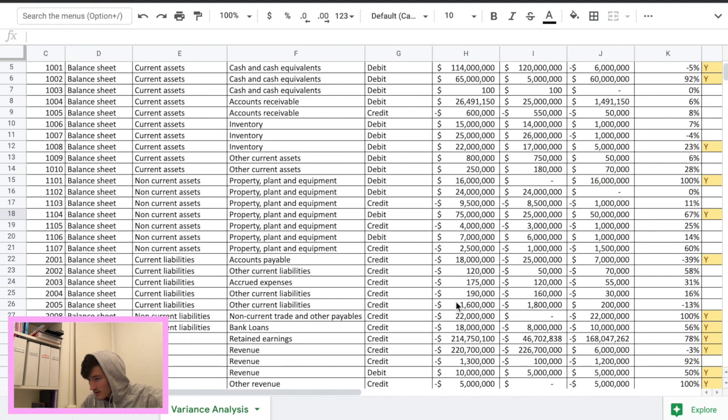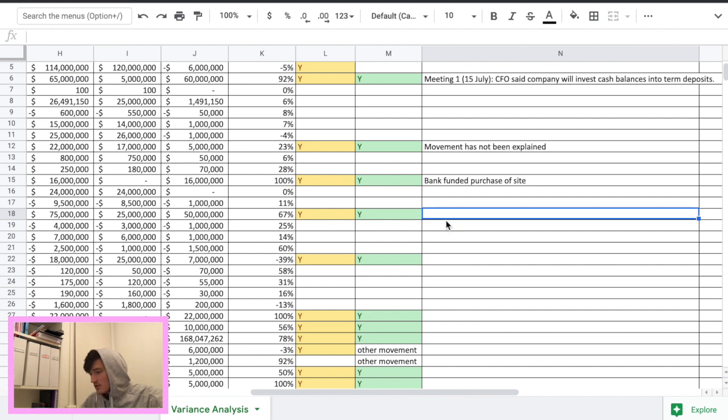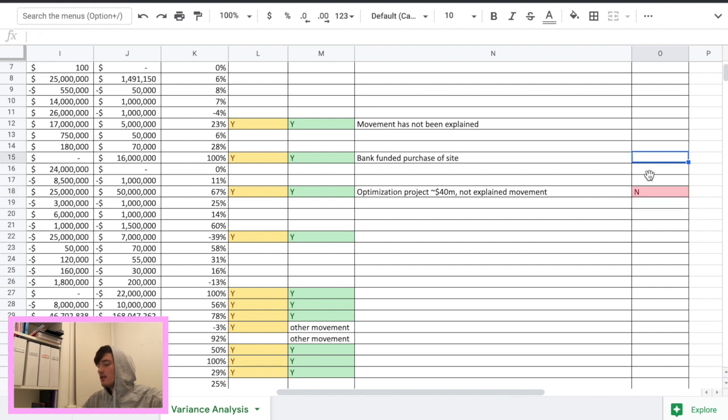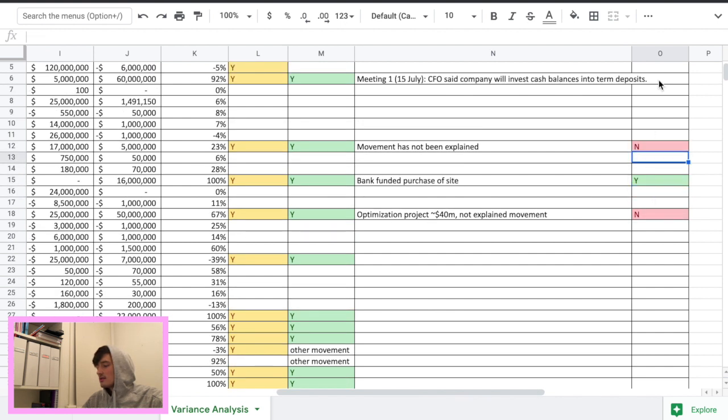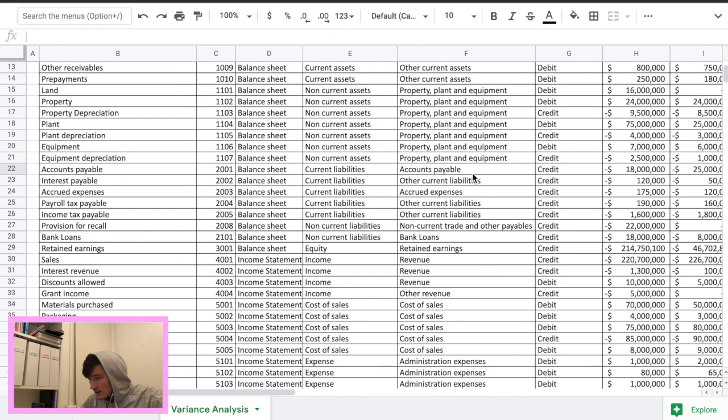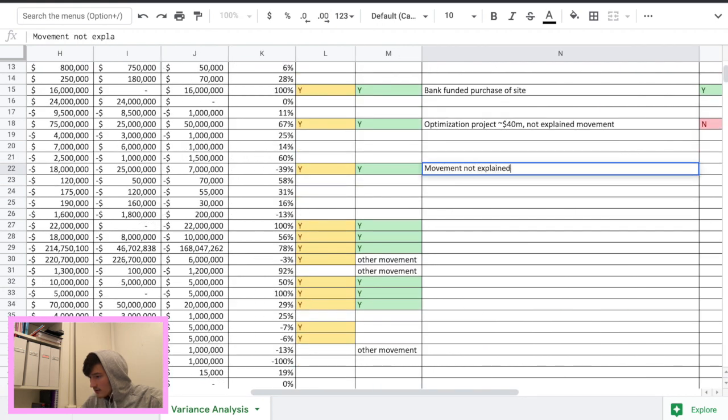So I think that's talking about the optimization funds. Oops, approximately 40 million. So look, it says 50 million. I'm not really sure how accurate they want to be, but I'd say 10 million is a lot. So we're going to give that a no. Oh yeah, also fix up the others. That's a yes, no, yes. And basically continue on. So accounts payable, movement not explained.